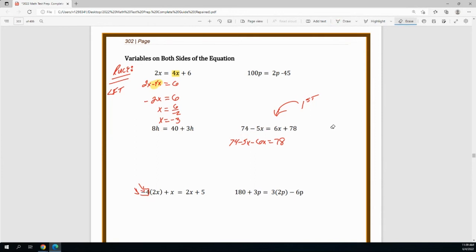That's what's going on. So look, let's go ahead and combine like terms. Minus 5x and minus 6x, that's minus 11x. So we're going to have 74 minus 11x equals 78. You see that? Now, watch this next idea, okay? I want to move this 74 to the other side. But how do I do that?